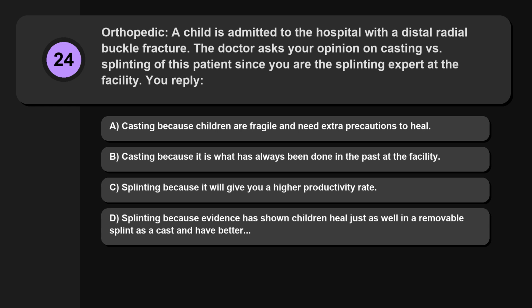Question 24. Orthopedic. A child is admitted to the hospital with a distal radial buckle fracture. The doctor asks your opinion on casting versus splinting of this patient, since you are the splinting expert at the facility. You reply, option A. Casting because children are fragile and need extra precautions to heal. Option B. Casting because it is what has always been done in the past at the facility. Option C. Splinting because it will give you a higher productivity rate. Option D. Splinting because evidence has shown children heal just as well in a removable splint as a cast and have better outcomes.